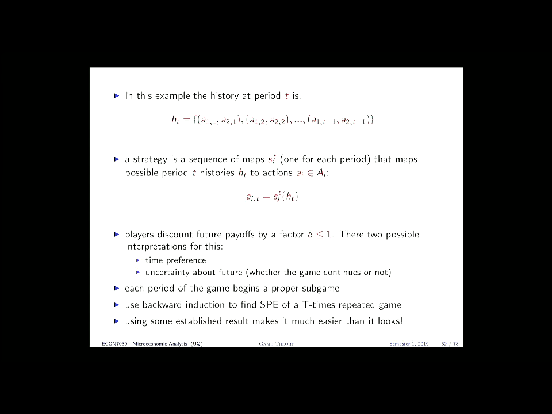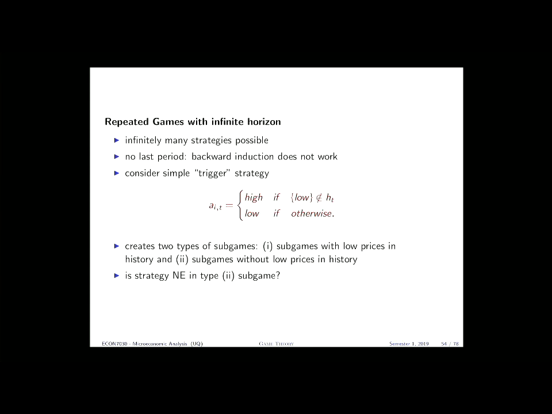Now let's see how we need to do that in terms of mathematics and formalization. The trigger strategy we find is as follows. We say firm i plays high if there is no low in the history of the game. In exams, you are free to write this in words rather than write it like that. You'll get the full mark. It doesn't matter.